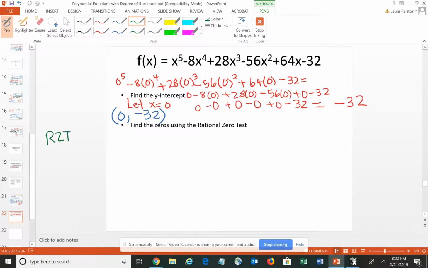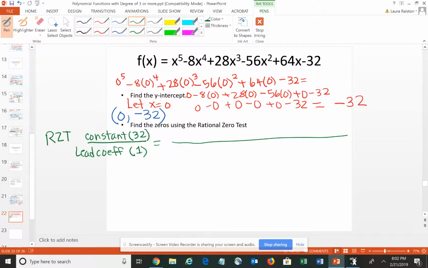So the rational zero test says look at the relationship between the constant, which in this problem is 32, and the lead coefficient, which in this problem is 1. And so I need to think about all of the numbers that I can multiply together and get 32. So I could do 1 times 32. I can do 2 times 16. I can do 4 times 8. And I believe that's it.